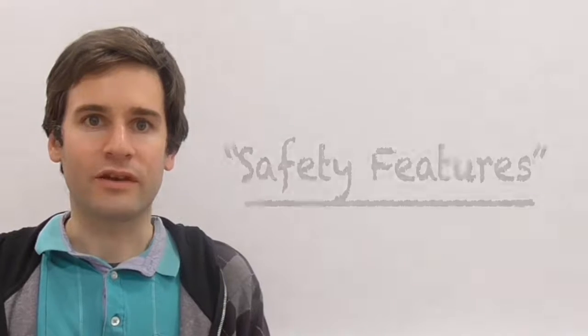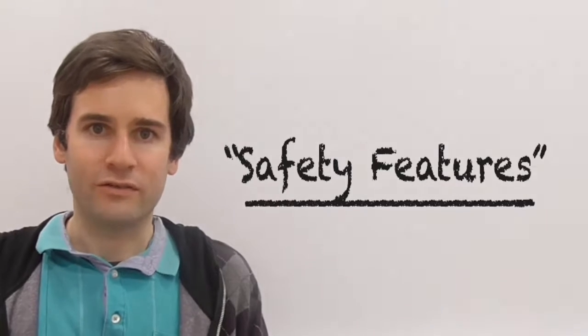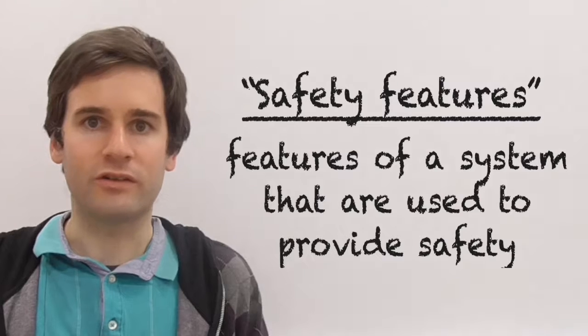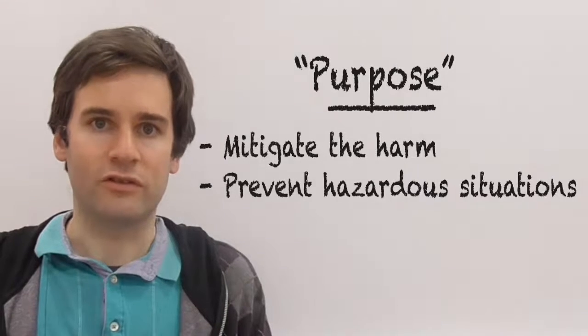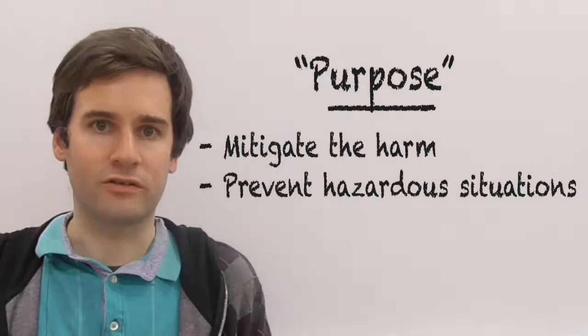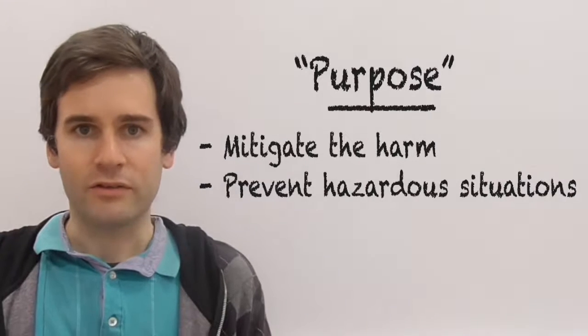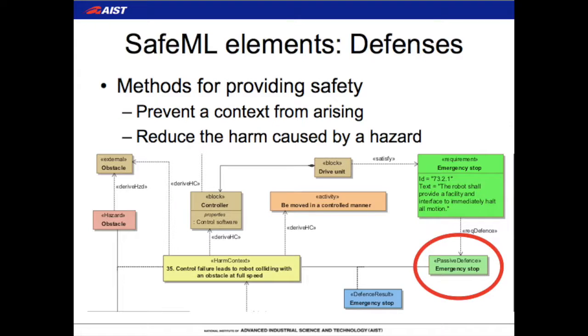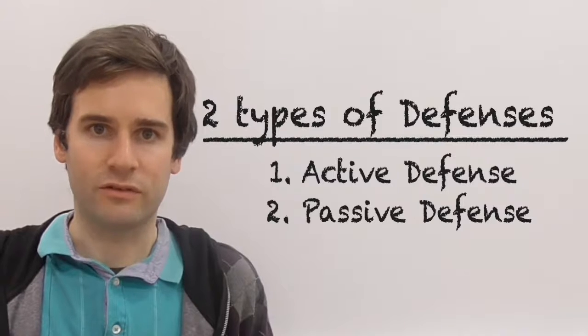So next I'm going to talk about safety features. Safety features are features of our system that are used to provide safety. And they do this either by mitigating harm that may be caused when a hazardous situation arises, or preventing a hazardous situation from arising altogether. Other safety features are assistive in that they detect when a hazardous situation arises and then activate other safety features to mitigate harm. These safety features that directly provide safety we call defenses. And defenses are divided into two types. There are active defenses and passive defenses.